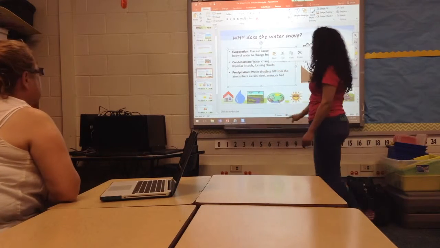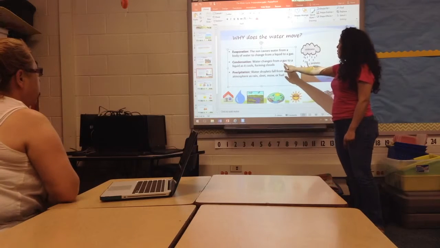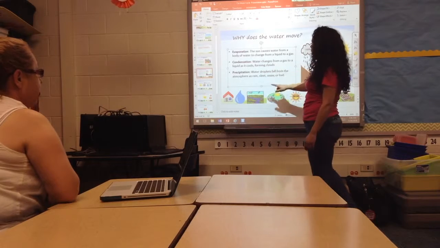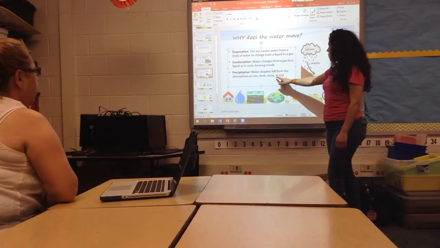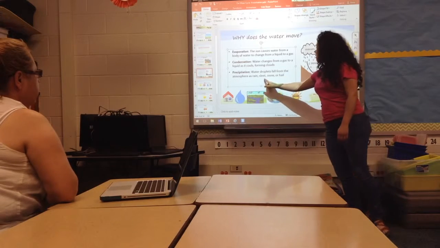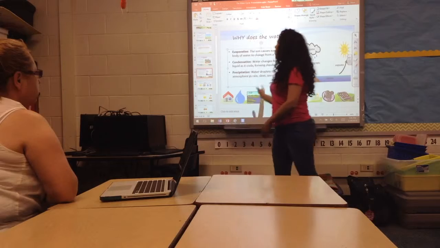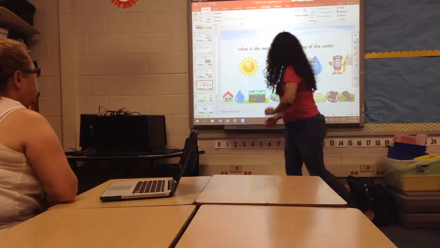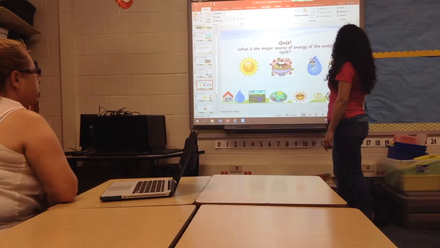So condensation. The water changes from a gas to a liquid as it cools, forming clouds. Okay. And precipitation. Water drops fall from the atmosphere as rain, sleet, snow, or hail. Okay. All right. So since we are reviewing this lesson, we're going to go ahead and take our quiz. Because remember we learned about this last week.